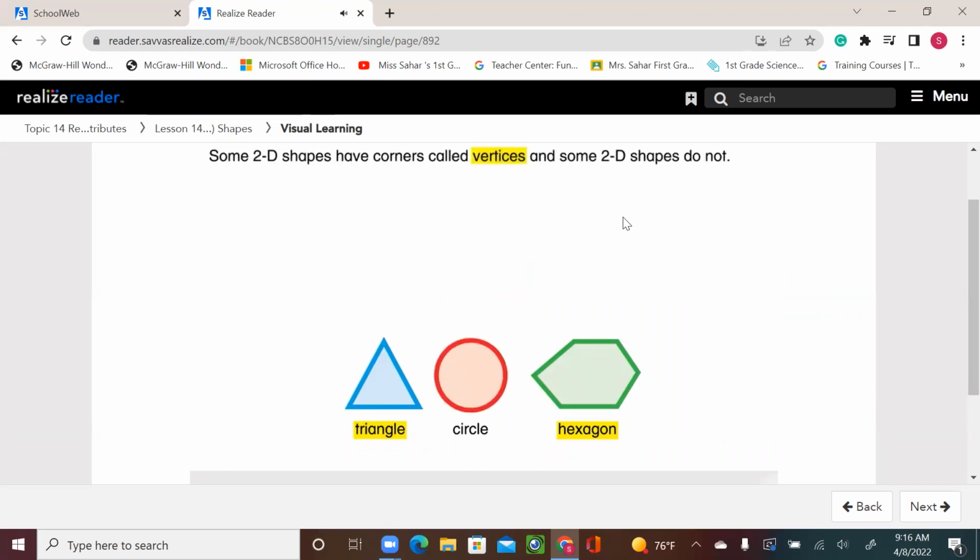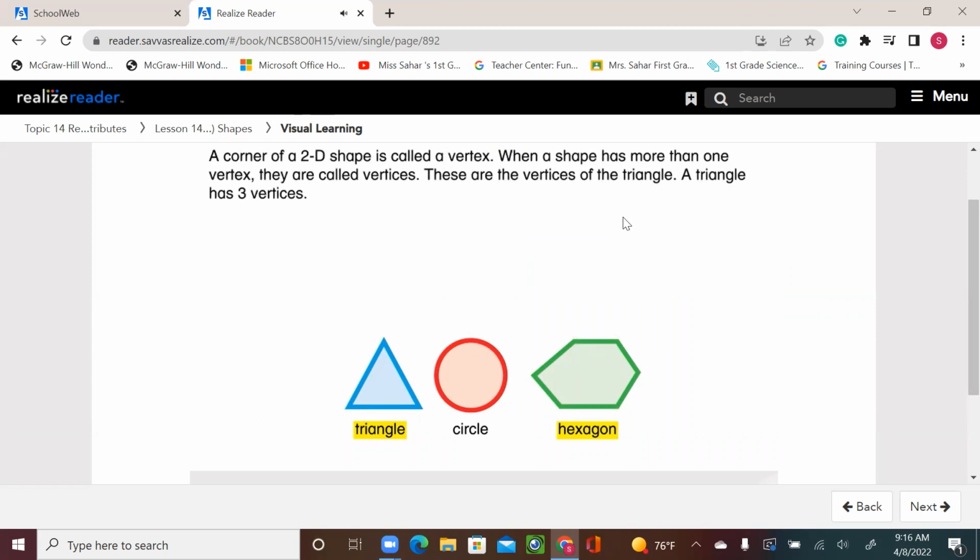Some 2D shapes have corners called vertices, and some 2D shapes do not. A corner of a 2D shape is called a vertex. When a shape has more than one vertex, they are called vertices. These are the vertices of the triangle. A triangle has 3 vertices.